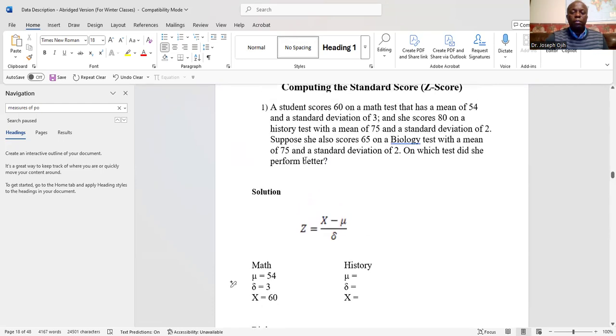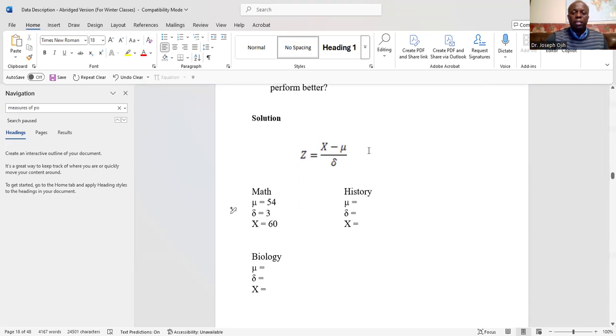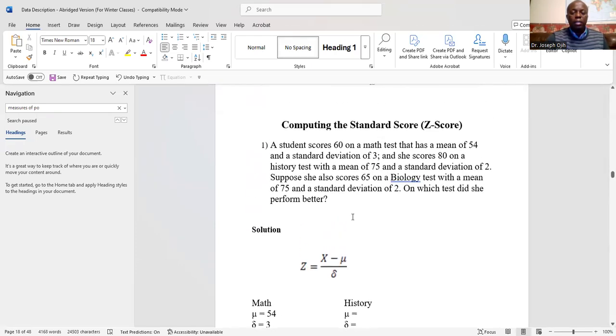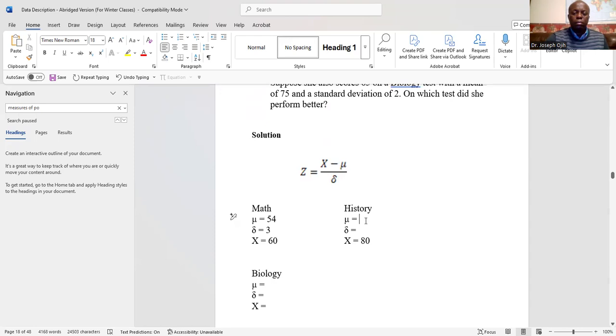Now, she scores 80 on the history test. X is 80. And the history test has a mean of 75 and a standard deviation of 2.